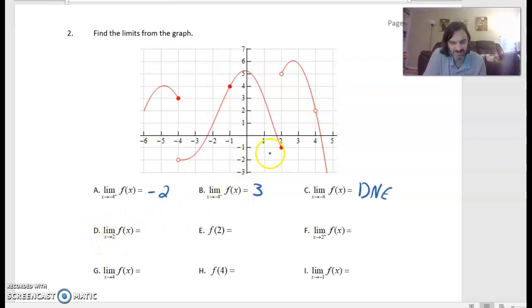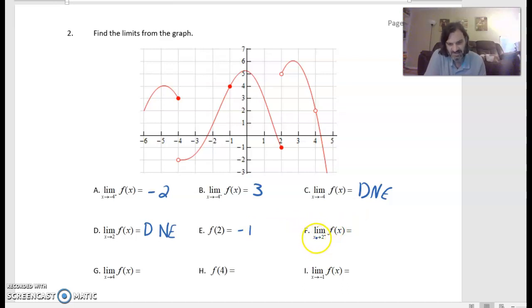D, x approaches 2. Well, that means it has to match from the left and right as we just saw. So 2 from the left is going to negative 1. 2 from the right is going to 5. So as we try to zone in on 2, we get different answers from the left and right, so it does not exist. E, f of 2. So we look for where x is, and when x is 2, we see a closed circle down at negative 1. So f of 2 is negative 1.